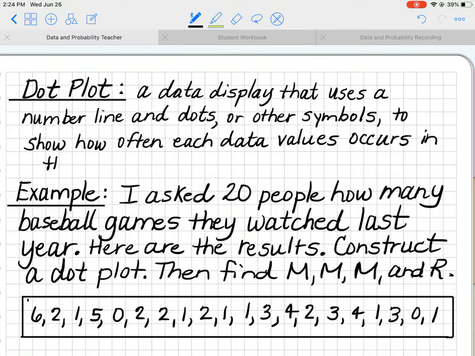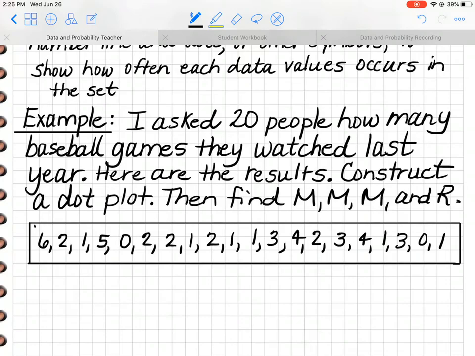And don't panic. I know that sounds terribly complicated, but I am going to show you an example of how this works. And here's our word problem. I asked 20 people how many baseball games they watched last year. Here are the results. Construct a dot plot and then find mean, median, mode, and range. So the numbers in this box, there are 20 of them, and these represent the 20 people I talked to.